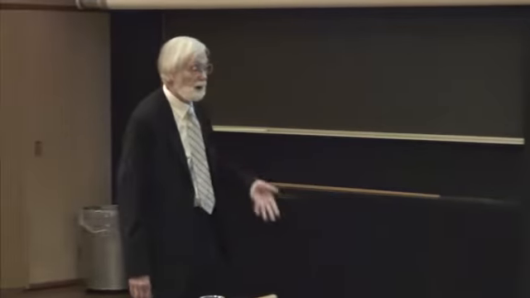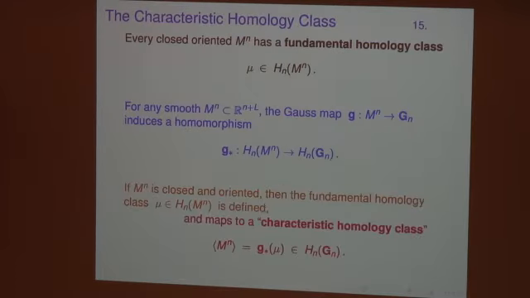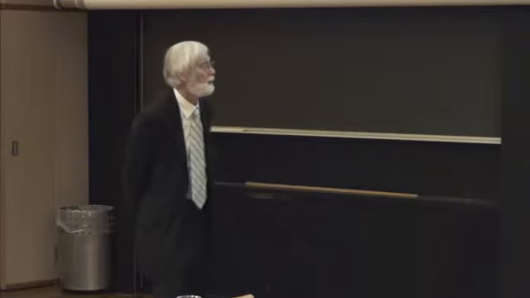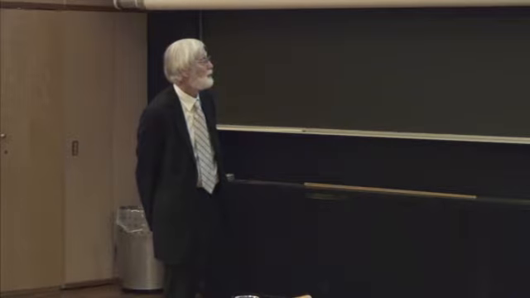And now we apply this Gauss map, which takes the manifold to G sub n, and that induces a homology map from Hn of the manifold to Hn of G sub n. And this gives us a homology class in G sub n. So to any smooth, closed, oriented n-dimensional manifold, we get a canonical homology class, a characteristic homology class, in the Grassmannian G sub n.